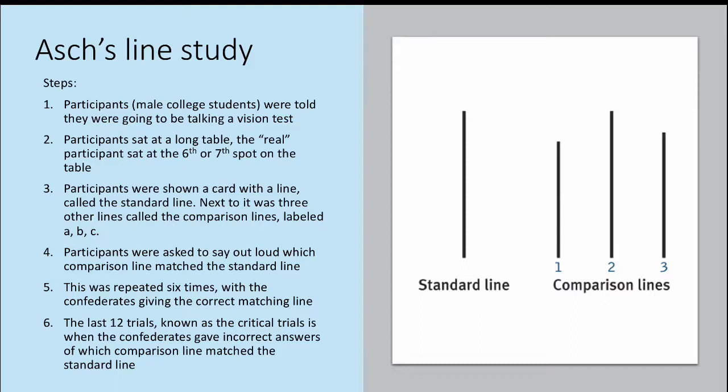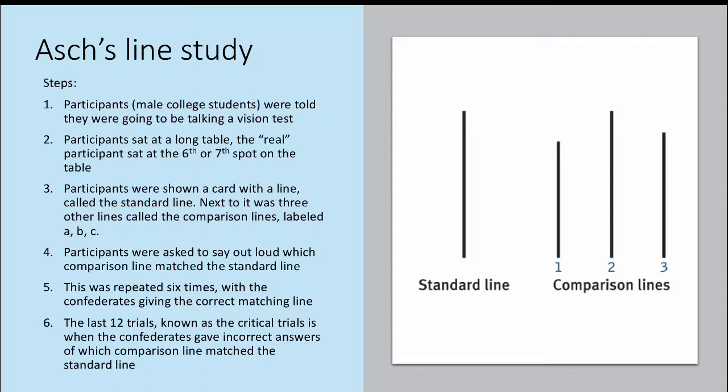Steps. Step 1. Participants, male college students, were told that they were going to take part in a vision test. Step 2. Participants sat at a long table. The real participants sat at the 6th or 7th spot on the table. Step 3. Participants were shown a card with a line called the standard line. Next to it, there were 3 other lines called the comparison lines labelled A, B, and C. These lines are seen to your right on the picture.